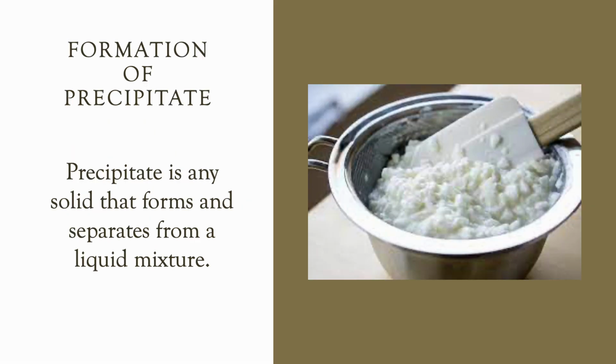The formation of a precipitate. A precipitate is any solid that forms and separates from a liquid mixture. Another chemical change that you can observe in a kitchen is the curdling of milk. If you add lemon juice or vinegar, an acid, to milk, small bits of white solid will separate from the liquid. The proteins in the milk undergo a chemical change that alters their structure, causing them to stick together in clumps. They form a precipitate.